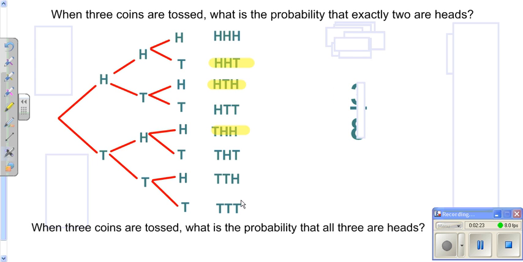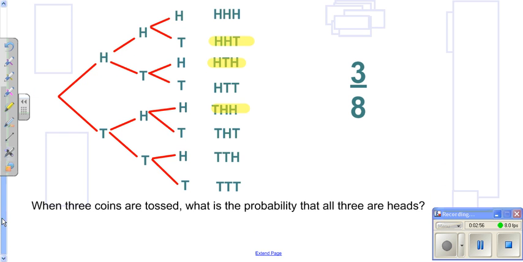Now this list of 8 outcomes that we have here, instead of making a tree diagram over here to get it, you could have made an organized list of all the different ways you could arrange H's and T's to be able to come up with this. Now you'll notice there are 3 highlighted ones because those are the only 3 that have 2 heads in them. So we would say our probability is 3 out of how many possibilities are there? 8. And so our probability is 3/8.